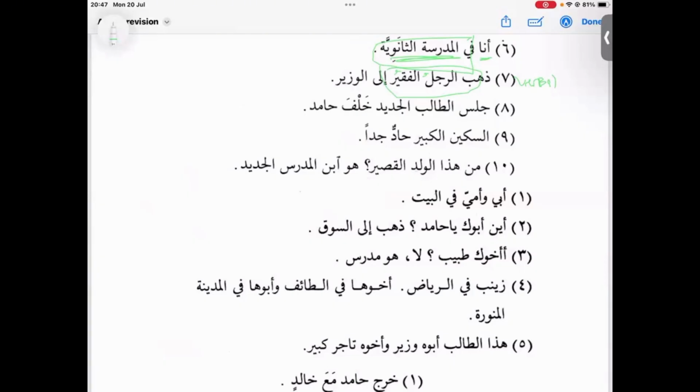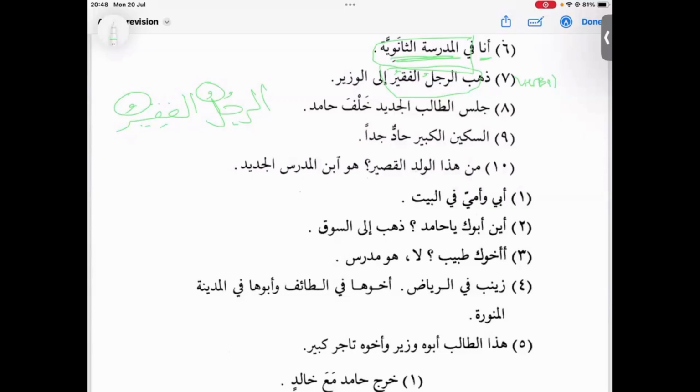الرجل. Not only الرجل. الرجل فقير. الرجل الفقير, that's the fa'il. What rule is that? The fa'il here is another rule. What rule is that? That's an adjectival phrase.